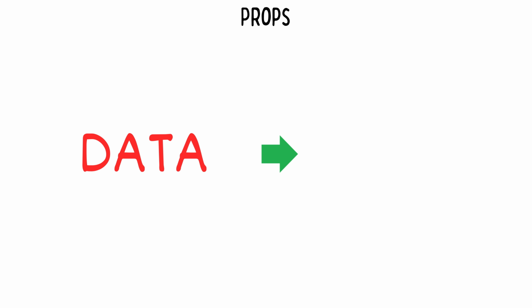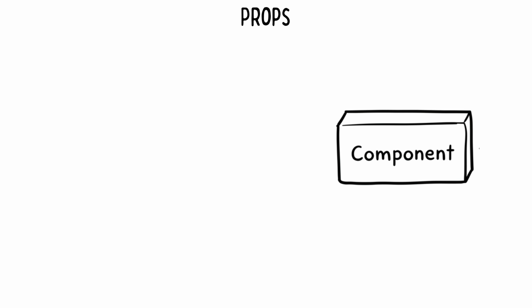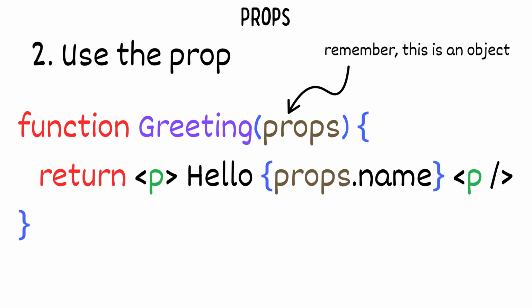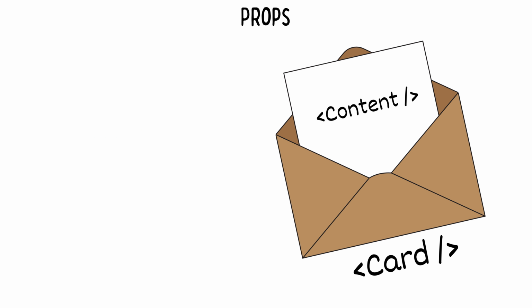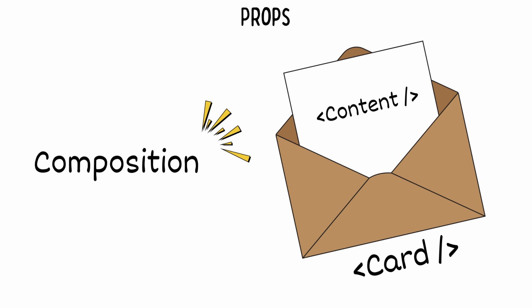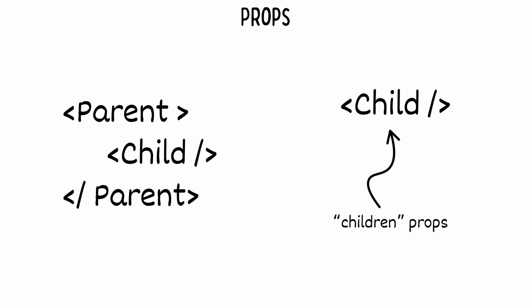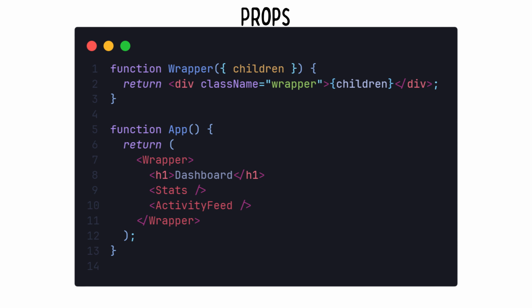Props are how we pass data into components. It's like giving a component custom settings. You create a prop, give it a value, and then use it in your component. You can even pass other components as props. And that's where composition comes in. With the children prop, you can pass child components into a parent component. Think of it like filling a wrapper component with dynamic content.